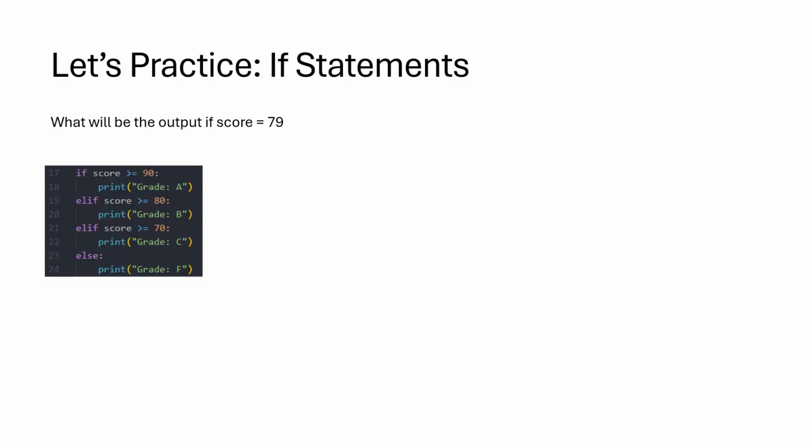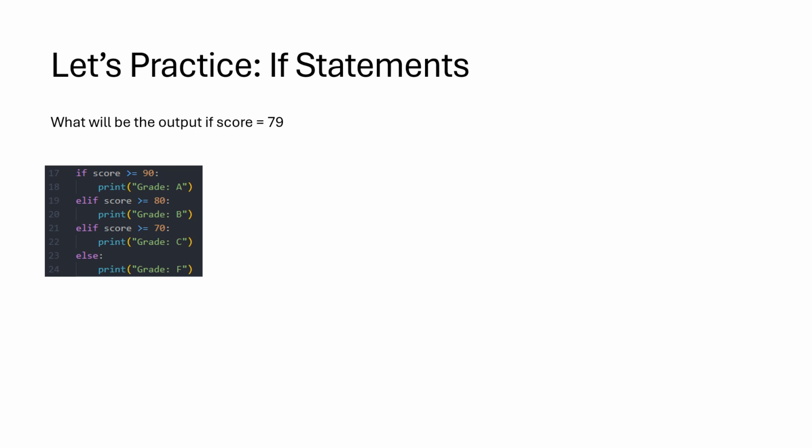So in this code, we check a variable score to determine the grade based on the score value. The if, elif, and else statements are used to create different conditions. If score is 90 or higher, it prints grade A. If score is 80 or higher but less than 90, it prints grade B. If score is 70 or higher but less than 80, it prints grade C. If none of these conditions are met, it prints grade F.